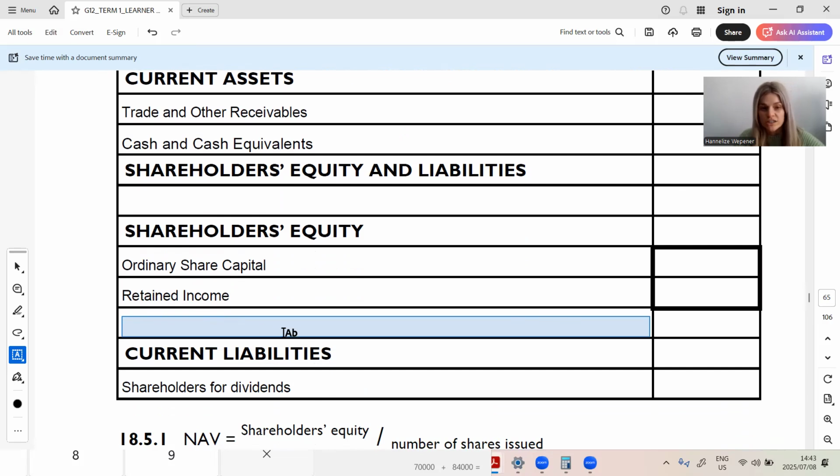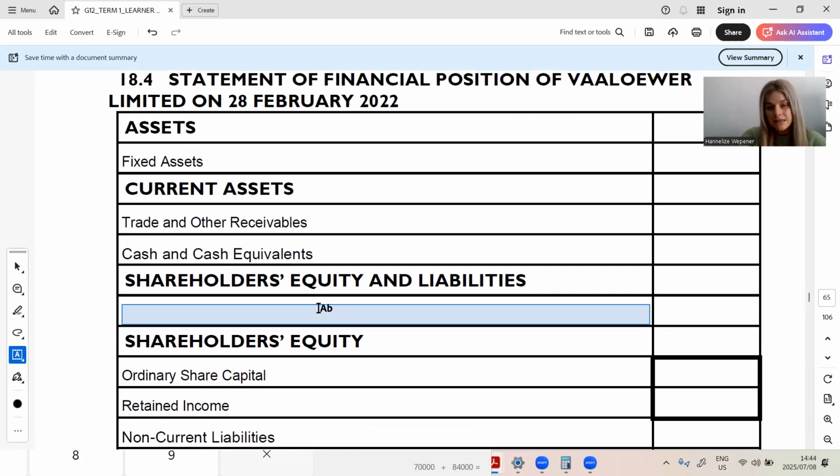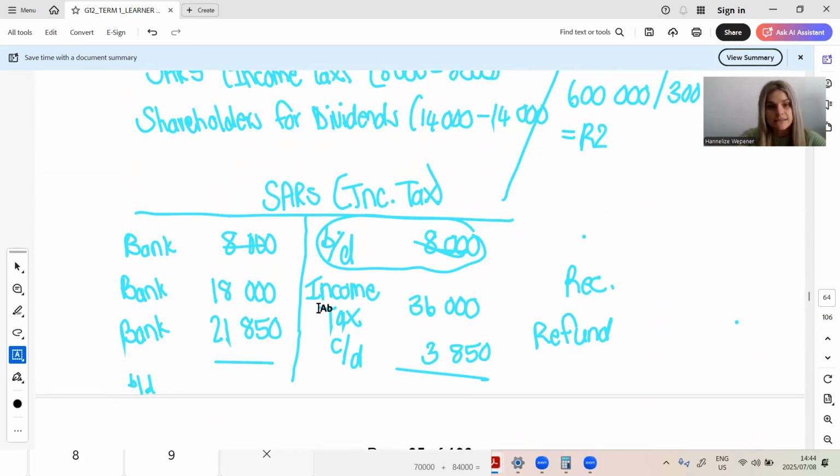And then we'll have our non-current liabilities, if there is anything. And then we will have our current liabilities, starting with our trade and other payables, current portion of loan, if we do have a loan, and then shareholders for dividends, SARS, income tax. Okay, remember that you can also include your shareholders for dividends and your SARS income tax in your trade and other payables. It doesn't have to be shown separately. Please use your answer book as a guideline.